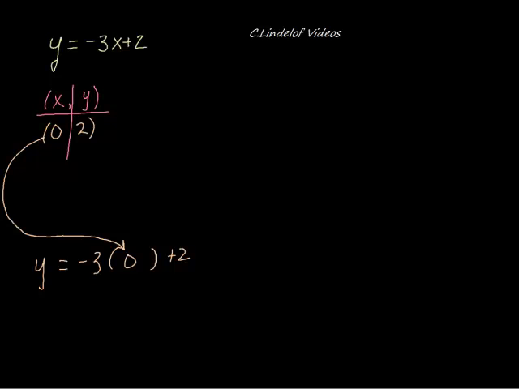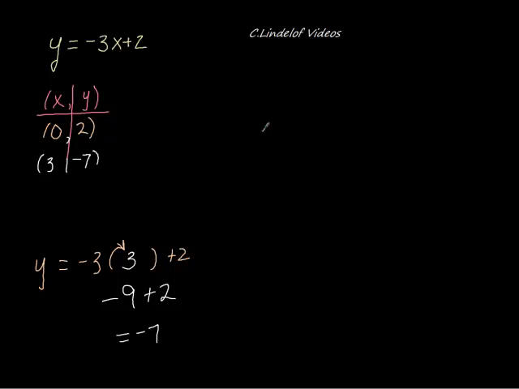Second point, let's pick 3. Why not? You can pick any number you want. I just like to pick smaller numbers because they're easier to work with. I'm going to put in 3 here. Be careful here. Negative 3 times 3 is negative 9, and negative 9 plus 2 is equal to negative 7. So we have our 2 points: the point 0, 2 and the point 3, negative 7.